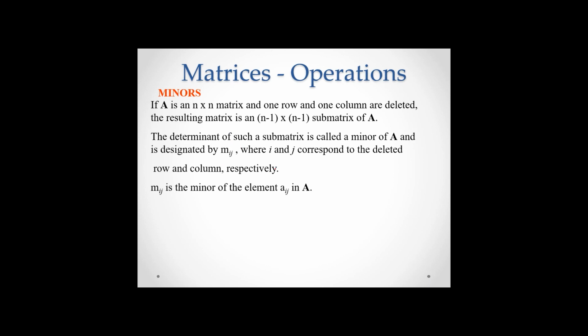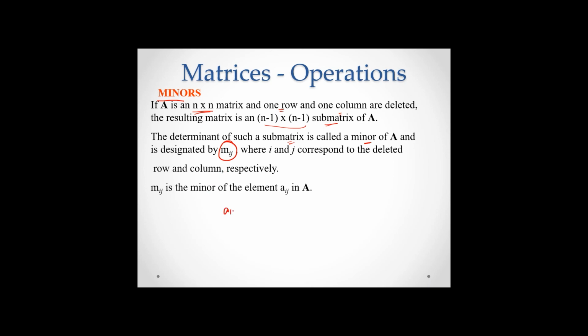Before we understand determinant, there are certain concepts called minors and cofactors. So once we understand what minors and cofactors are, then we are able to evaluate the determinant. First, let's understand the term minor. So if a matrix is n cross n, that is a square matrix, then we delete one row and one column. So the resulting matrix is called a submatrix. Okay. Now the determinant of the submatrix is called the minor, and we represent it by Mij, where i and j correspond to the deleted row and column.